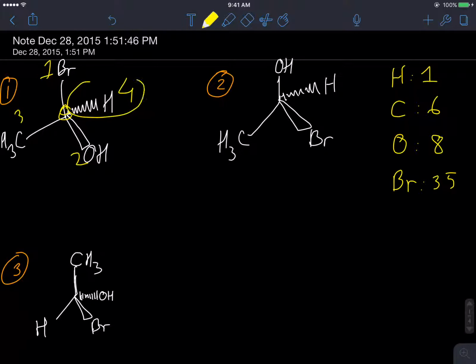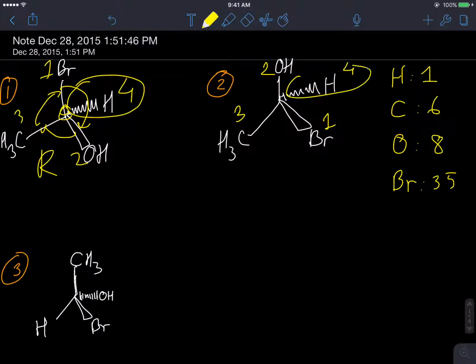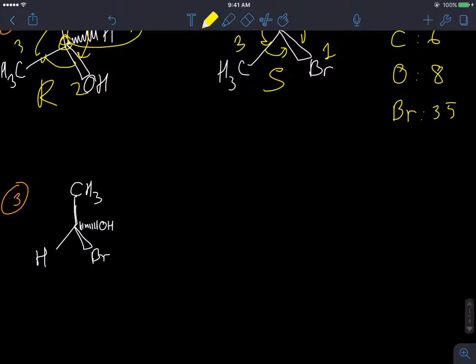So look at this, that number 4 is on a dash. So 1, 2, 3, come back to 1. So it's clockwise, so R configuration. How about number 2? Bromine first, oxygen second, carbon number 3, hydrogen number 4. Don't have to worry about number 4. So 1, 2, 3, come back to 1. It's an S configuration because it's counterclockwise.